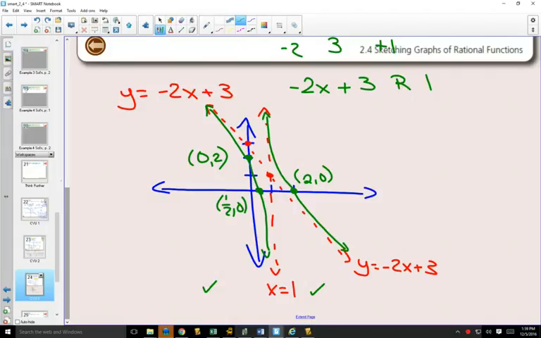Domain, range. Domain: x can't equal 1, but x can be anything else. Our range is everything. Can you see that that graph goes from negative infinity up to positive infinity?